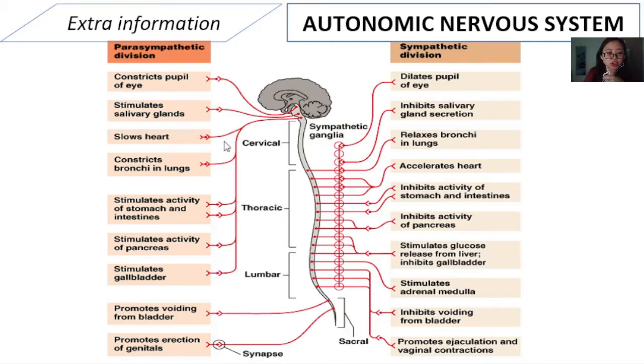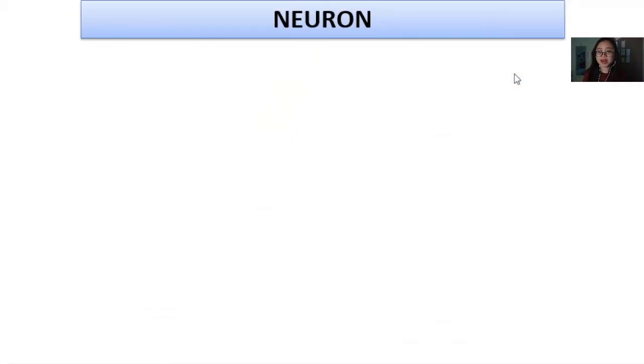You can see here what is controlled by the parasympathetic division and what is controlled by the sympathetic division. With the new syllabus, a lot of things are trimmed down, so you don't have to memorize these things anymore, but we just keep them here so you have the chance to learn in case it's useful for you in the future. Now that all that is said and done, let's go back to the main points of this lesson.